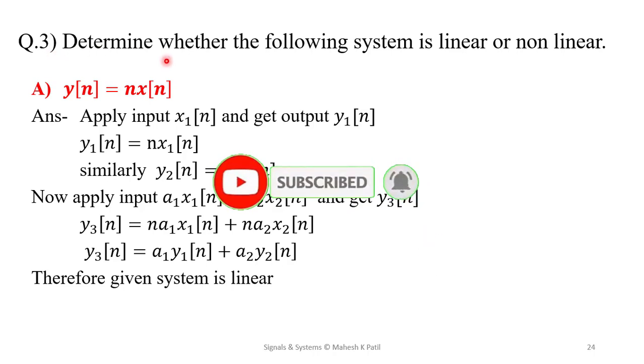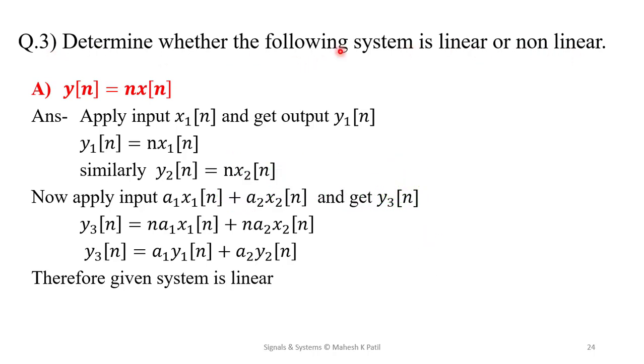Determine whether the following system is linear or non-linear. The first system is y(n) = n x(n). Here apply input x1(n) and get output y1(n). So y1(n) becomes n x1(n). Similarly, if I apply input x2(n), I will get y2(n) = n x2(n).